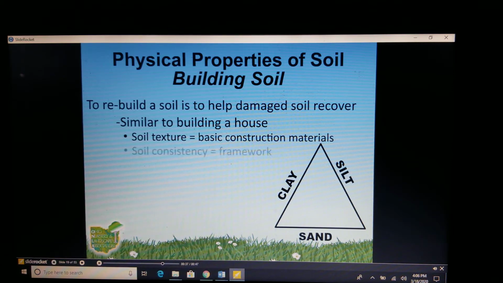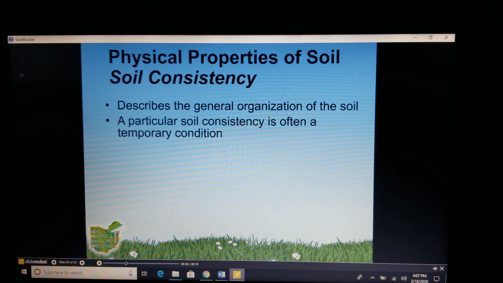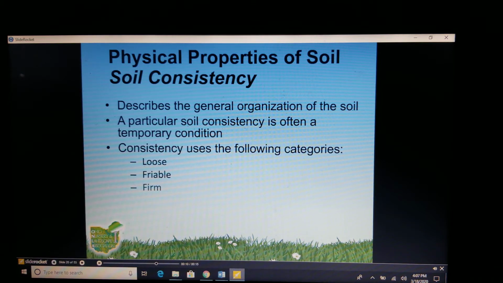Soil consistency is like the house's framework. It provides some indication of what the final home will look like, but is not the final product. Soil structure is the soil's final form. Consistency describes the general organization of the soil. It is often a temporary condition and is described using terms such as loose, friable, firm, and extremely firm. You can change the soil consistency using a plow or a rototiller.